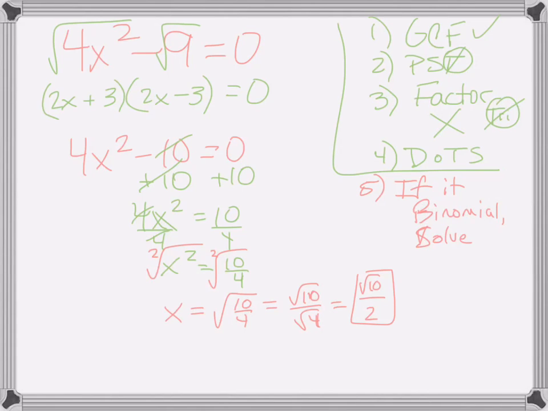So, here's another example. Let me give you another one here. Let's do 3x squared plus 2 equals 77. Okay, so 3x squared plus 2 equals 77.